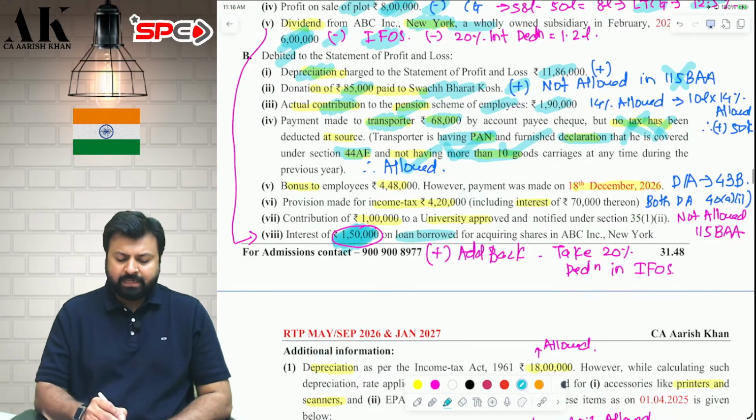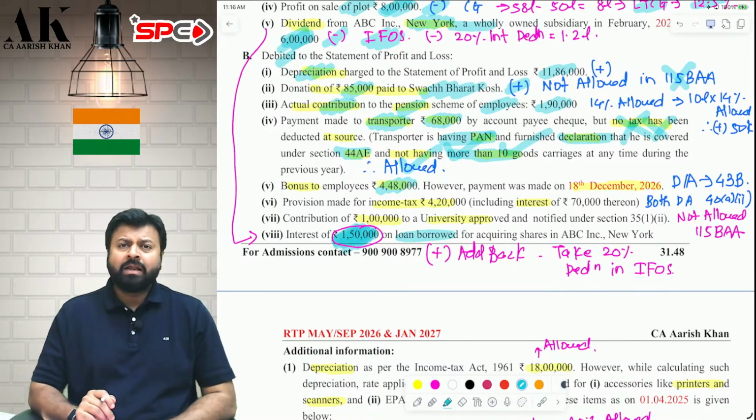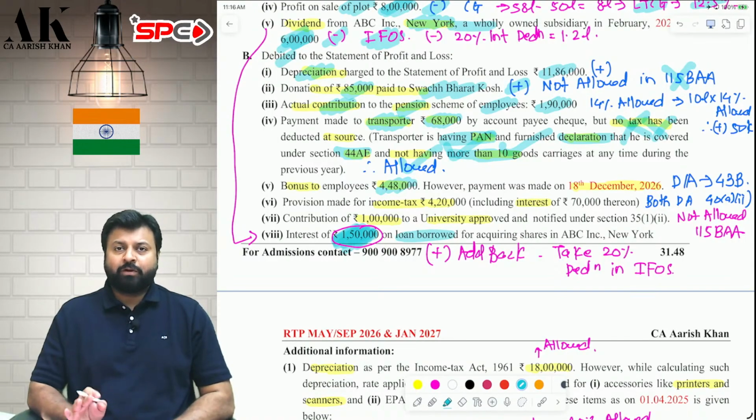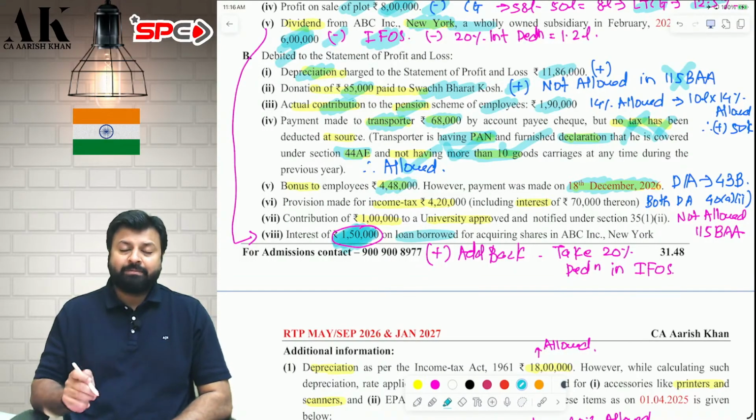Don't worry. Next, bonus of 4,48,000 is debited to P&L. Now, we all know that bonus to employees is allowed on payment basis. As per 43B, you should pay till the due date of filing of return. Now, when have you paid? You have paid after the due date of filing of return, on 18 December. Therefore, this bonus will be disallowed under the income tax law.